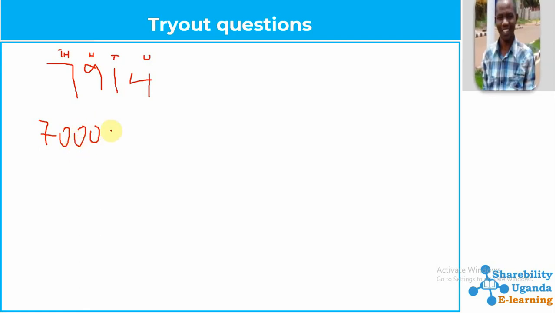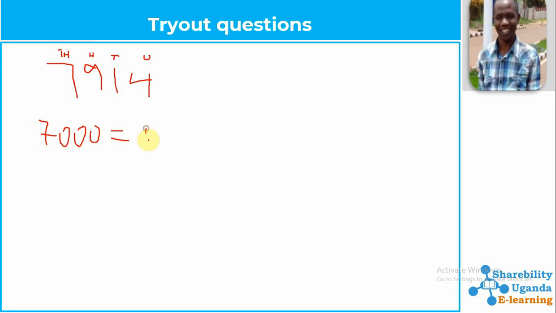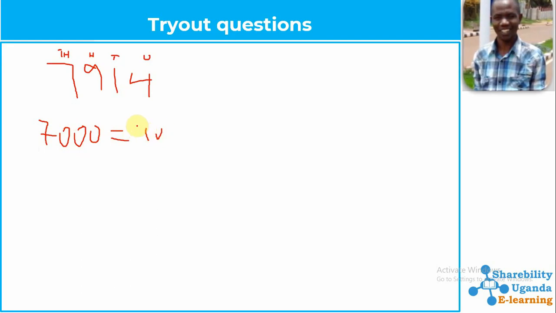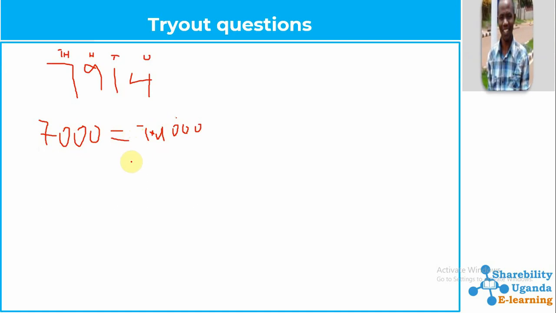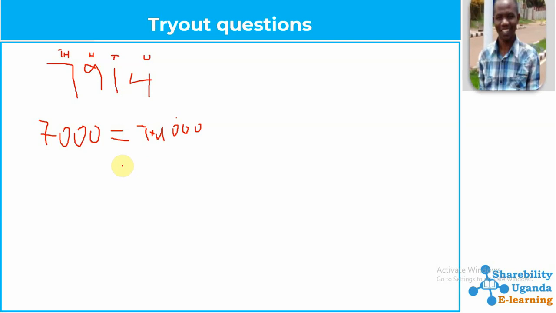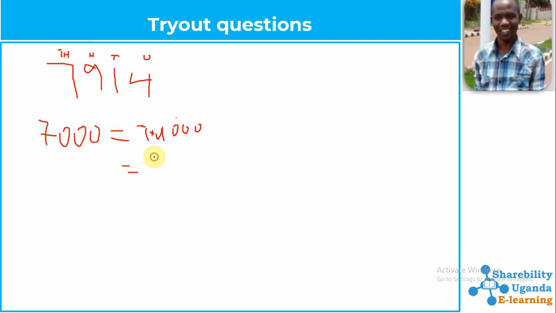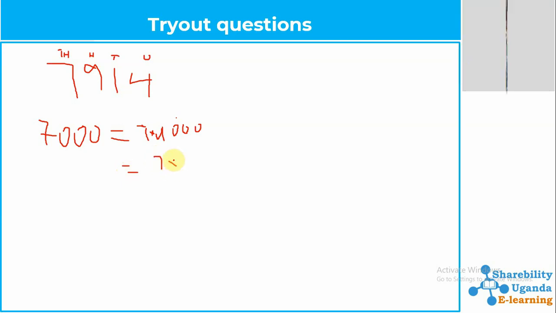Okay, so our 7 here, we can represent it as 7 times 1,000, okay? Where 7 times 1,000 is still the same as our 7 times 10 to the power 3, okay?